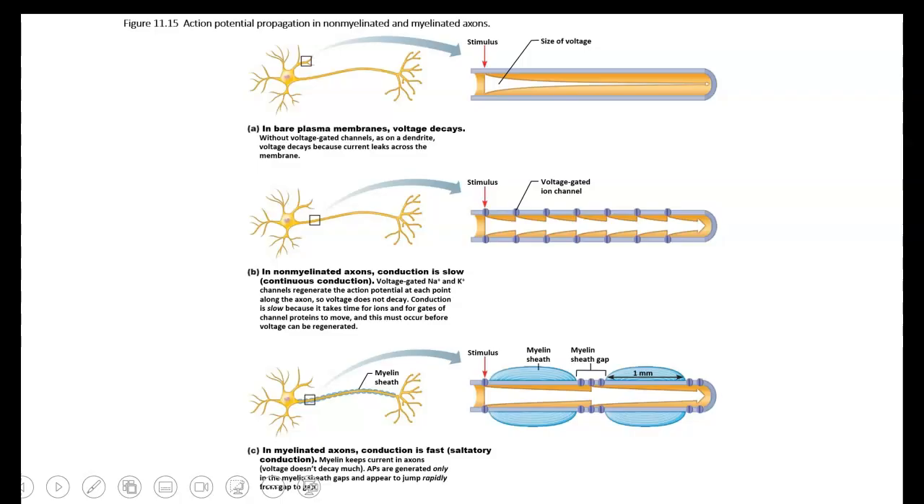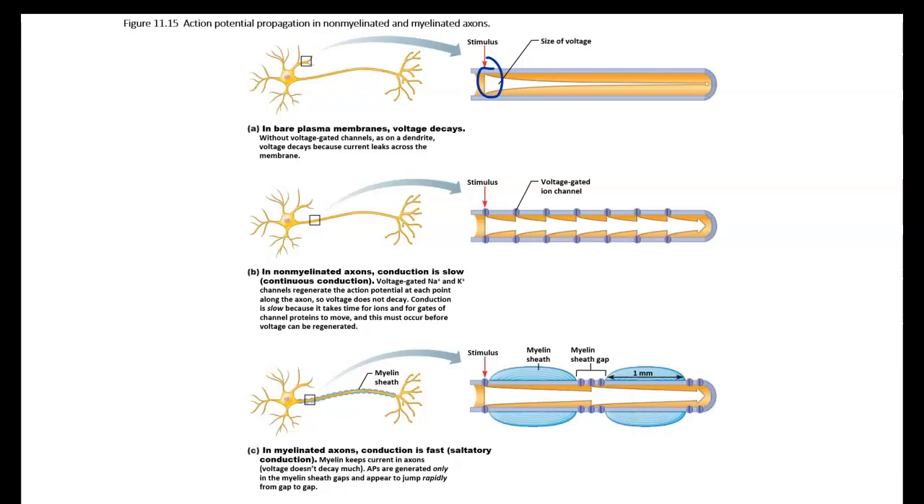So in the bare plasma membrane, you're going to see voltage start to decay. Right there at the top with the stimulus, that's where it's going to be the strongest. As it travels down that axon, it's going to start to get weaker and weaker, and the action potential actually decays, so it's not going to be as strong. This is going to be traveling down the dendrite here.